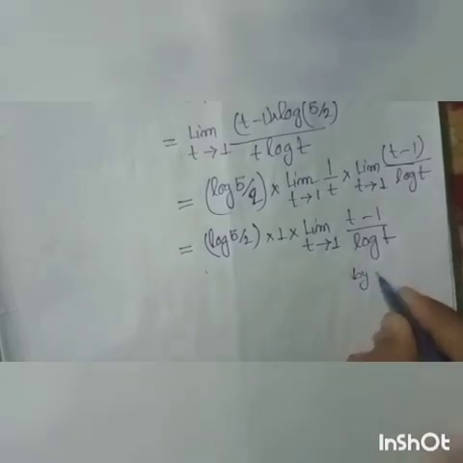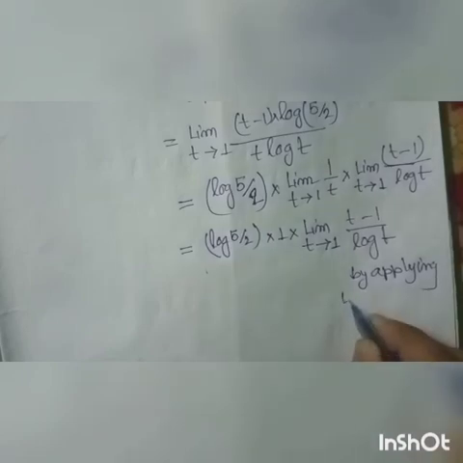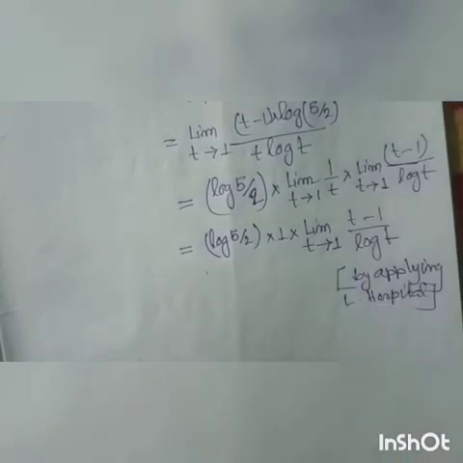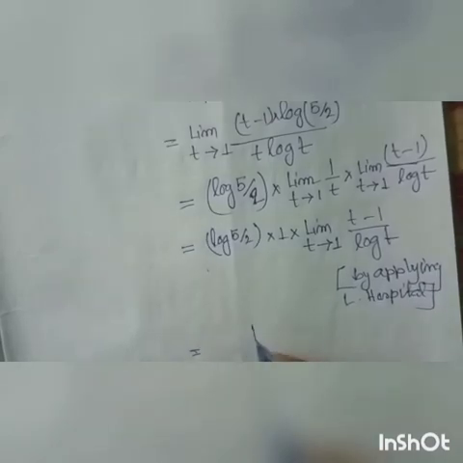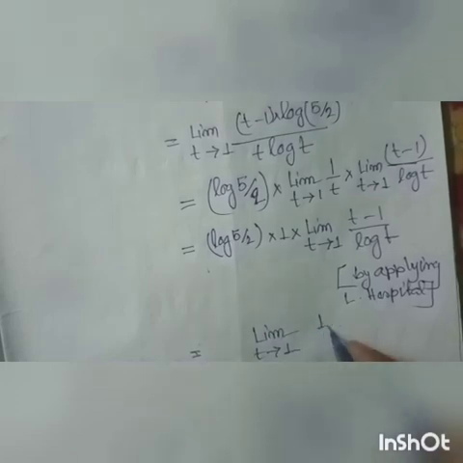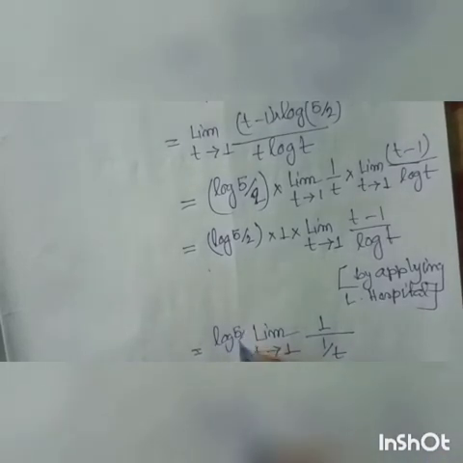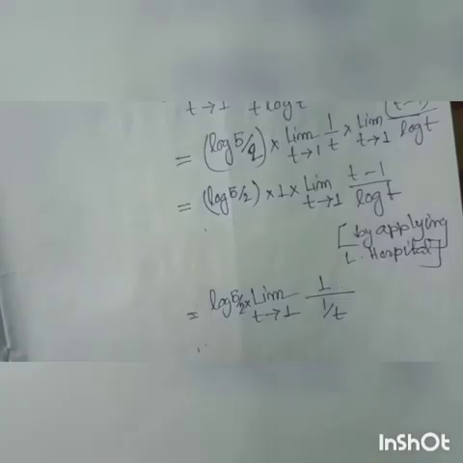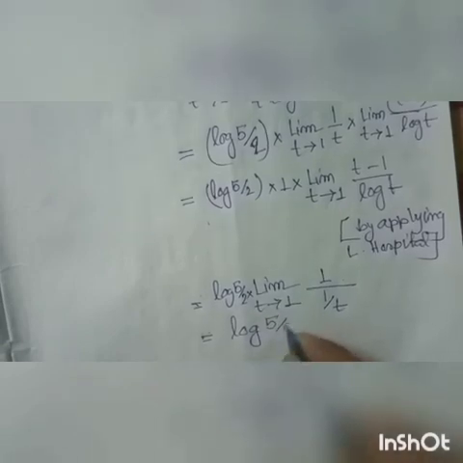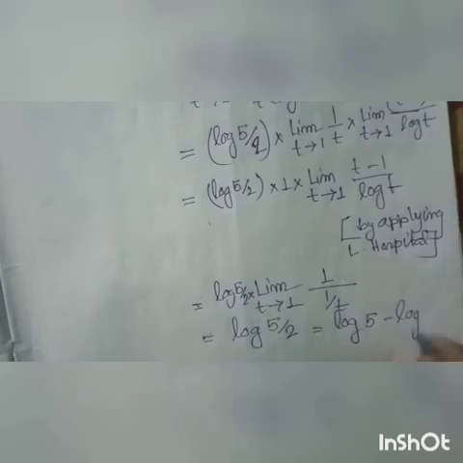So by applying L'Hospital, limit t tends to 1 of 1 by t into log 5 by 2 equals to log 5 by 2 equals to log 5 minus log 2.